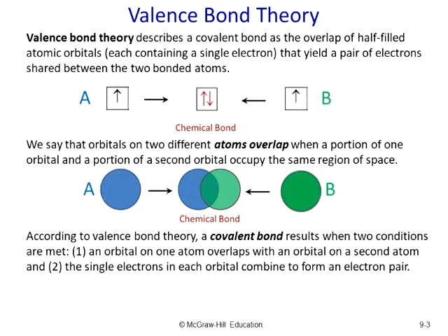What is valence bond theory? Valence bond theory is a theory that describes a covalent bond as the overlap of half-filled atomic orbitals, each containing a single electron, that yield a pair of electrons shared between the two bonded atoms. In other words, valence bond theory describes how we make covalent bonds.